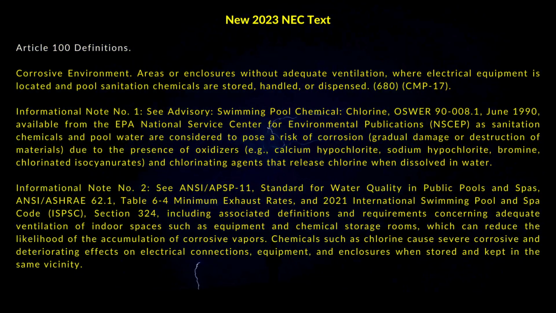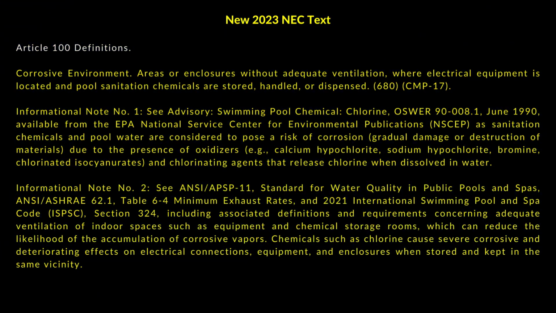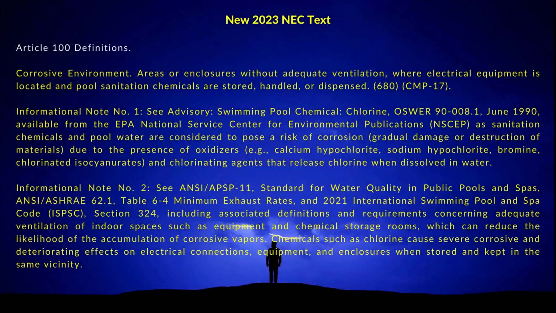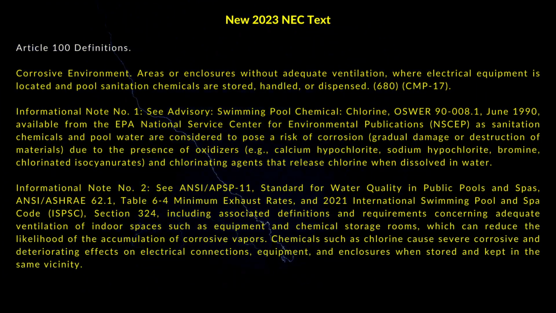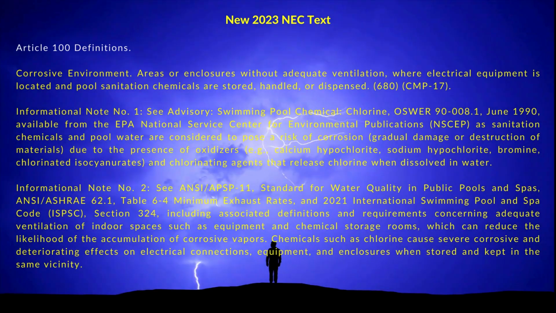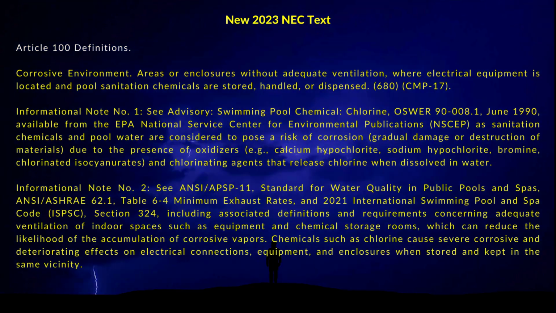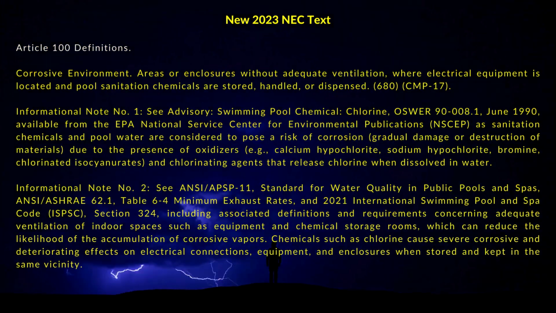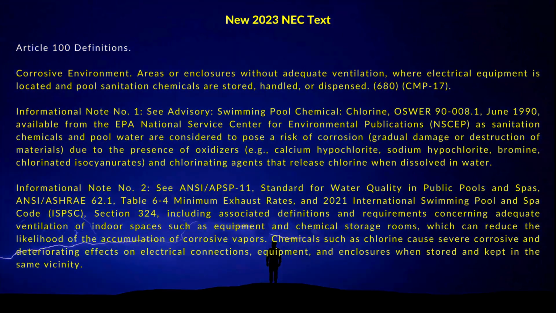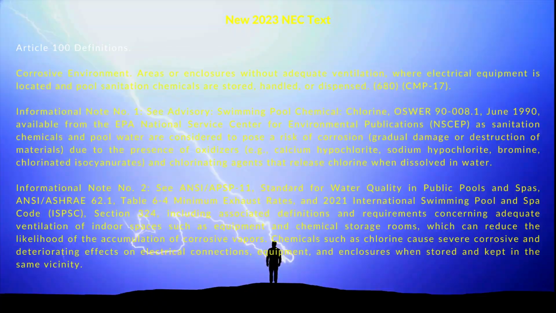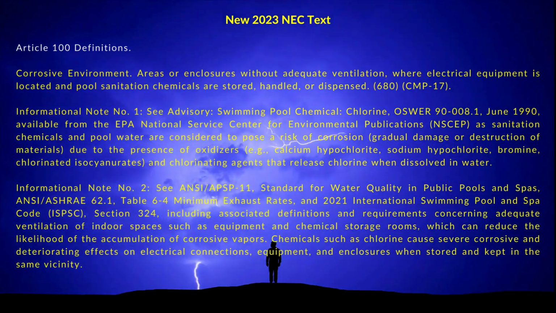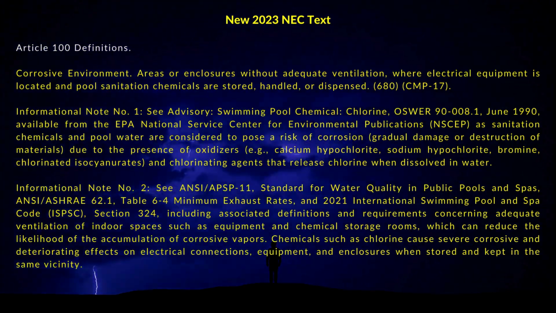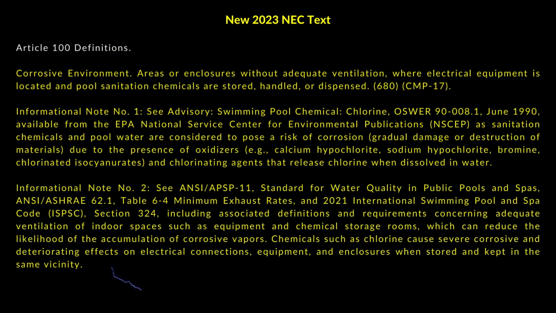ANSI/ASHRAE 62.1, Table 6-4, Minimum Exhaust Rates, and the 2021 International Swimming Pool and Spa Code, or ISPSC, Section 324, including associated definitions and requirements concerning adequate ventilation of indoor spaces, such as equipment and chemical storage rooms, which can reduce the likelihood of the accumulation of corrosive vapors. Chemicals such as chlorine cause severe, corrosive and deteriorating effects on electrical connections, equipment, and enclosures when stored and kept in the same vicinity.